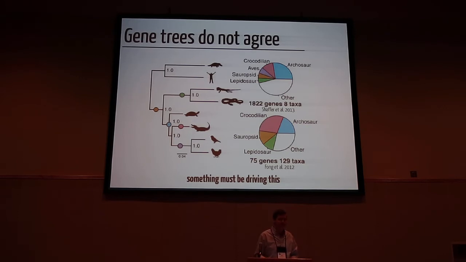But there's a lot of variation. Right? We're not really even close to consensus. Most troubling from this data is the white part of the pie. So these white trees, the other, are the gene trees that don't recover the amniote backbone that virtually everyone agrees is one tree. Right? So we see a lot of variation, more than we went into this expecting. Something must be driving this.